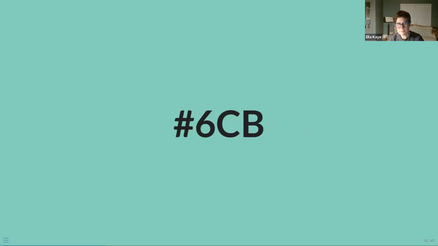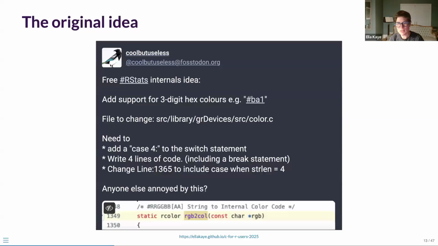So just before the R project sprint, which I showed you a photo of at the beginning, the guy who goes by the online moniker of cool but useful, had cool but useless, I should say, had the idea, had support for 3-digit hex colors in R. 3 years ago, this did not exist, and he very handily pointed out exactly the lines of code in the source code that would need to change in order to be able to do this, and exactly what needed to be done.